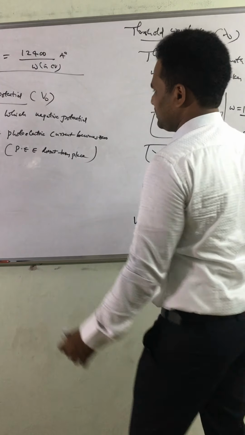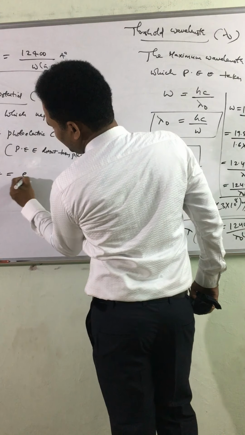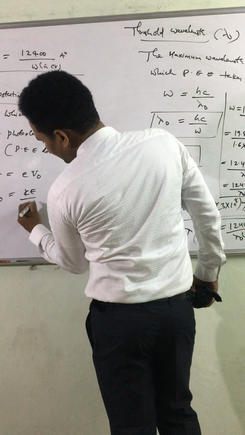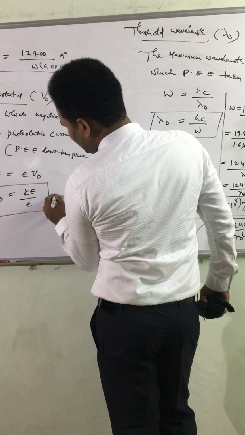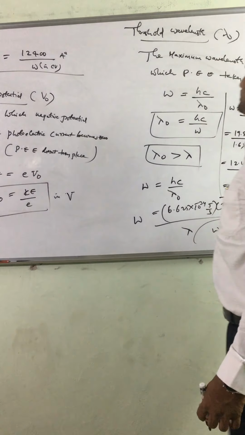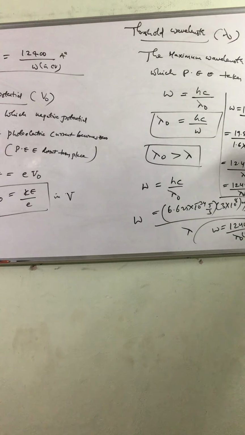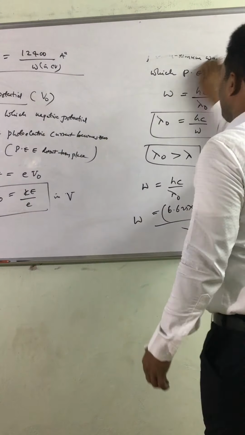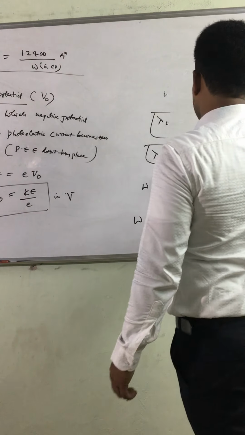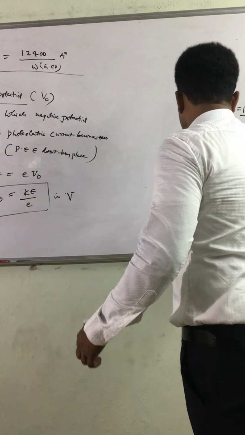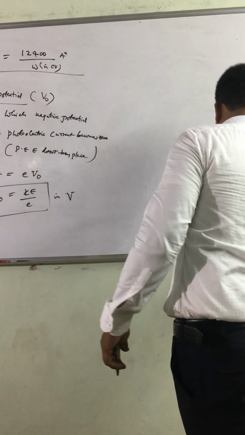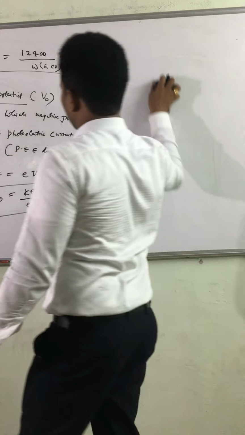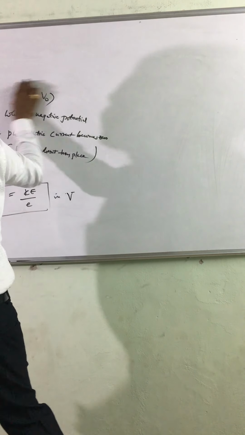That is stopping potential. Ke is equal to eV naught, so V naught is equal to Ke by e, kinetic energy by electron charge. Stopping potential is in volt. Kinetic energy is in electron volt. Right? These are the terms regarding the photoelectric effect: work function, threshold frequency, threshold wavelength, and stopping potential. These four are very very essential for application of Einstein's photoelectric equation. Understand?